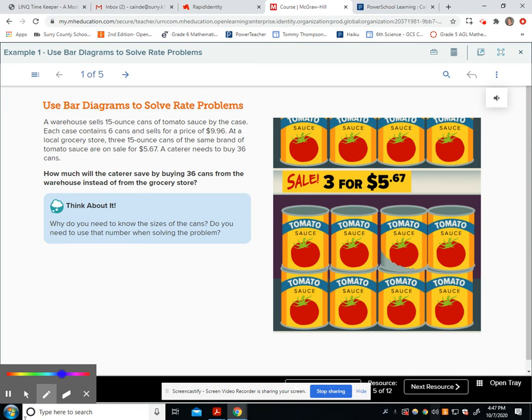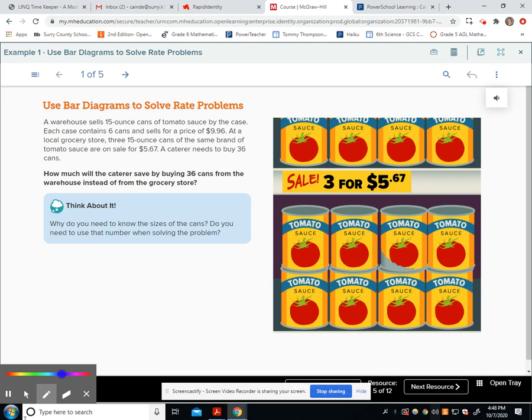One of the ways that we use rates and unit rates in real life is to find the best buy. We want to save money. And so sometimes when we're faced with buying the same product in different amounts, we need to know which is the best option. And one way we can do that is by finding the unit rate. Take a look at this example.